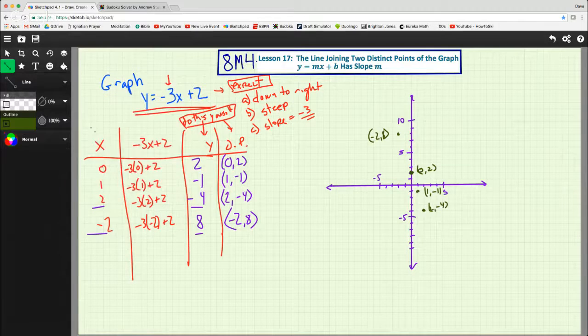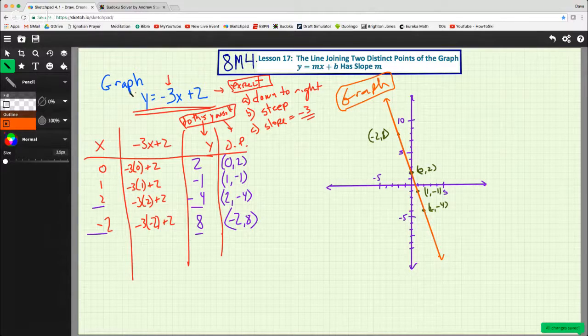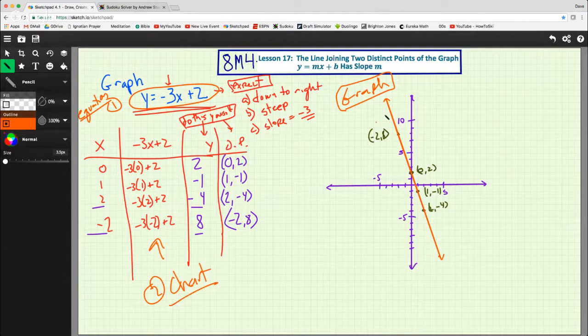Let's go to our line tool, and let's draw our line. Okay, there we have it. It's a straight line, and it goes through these points. So there's our graph. We have a linear equation: 1, our equation. 2, we have our chart. 3, we have our graph. And these are all equivalent. These things are not different things. They're just different representations, but they all represent the same concept.